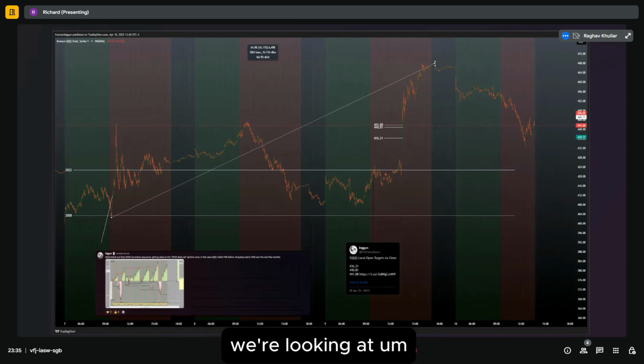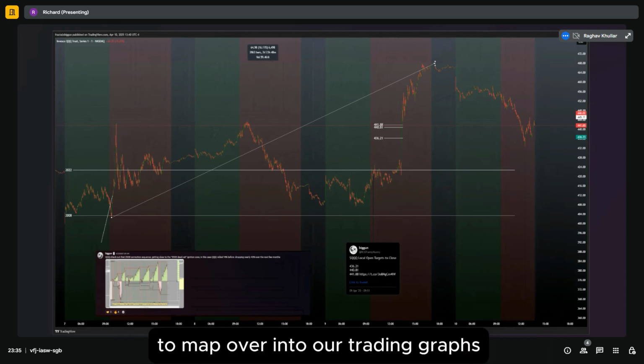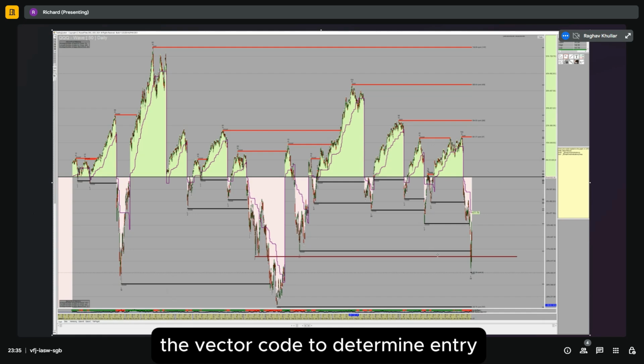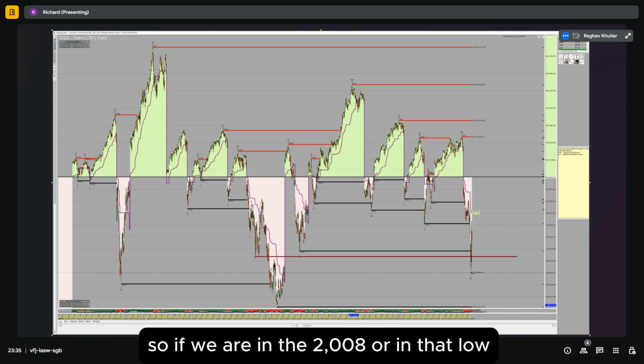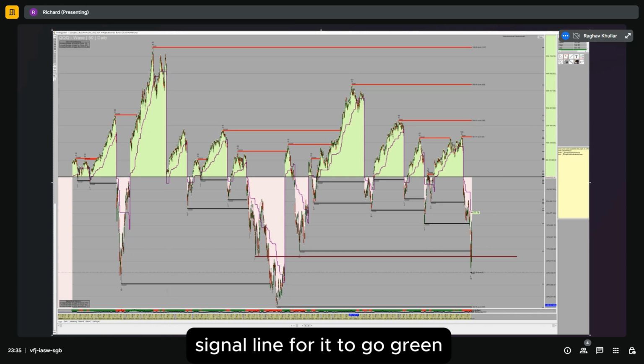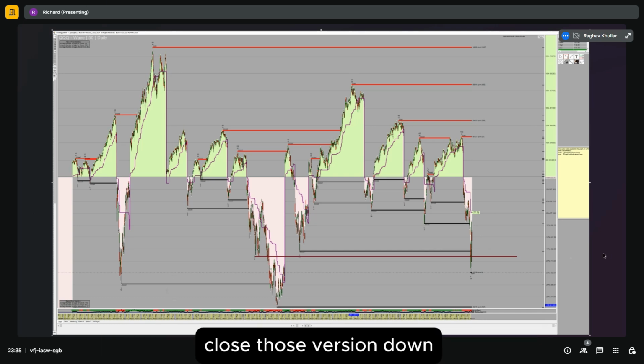So we're looking at the convergences and the divergences on the fractal to map over into our trading graphs for key areas to see if we can get a bounce and other things. And then we use the vector line, the vector code, to determine entry. If we are in the 2008, in that low, then we would anticipate on the vector signal line for it to go green, have a climb, hit the top, hit open states, close those, reversion down.